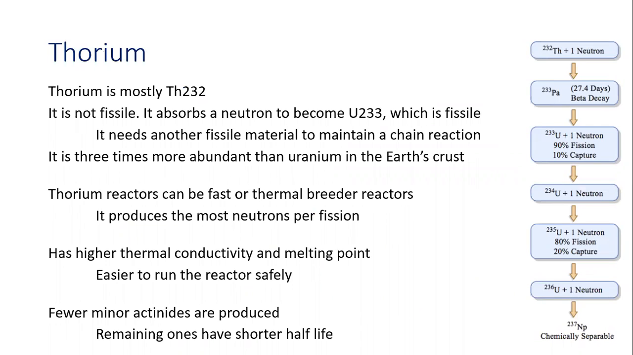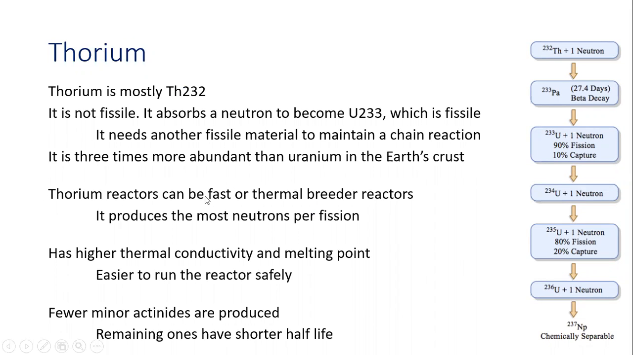Next one is thorium. By using thorium, we can generate a high amount of heat energy. Thorium is mostly Th-232, which is not fissile. It absorbs neutrons to become uranium-233. While absorbing the neutrons, the thorium is converted into U-233, which is fissile. It needs another fissile material to maintain a chain reaction. It is 3 times more abundant than uranium in the earth's crust.